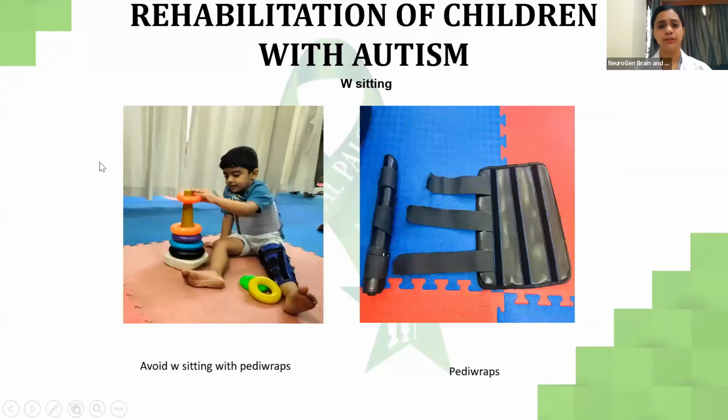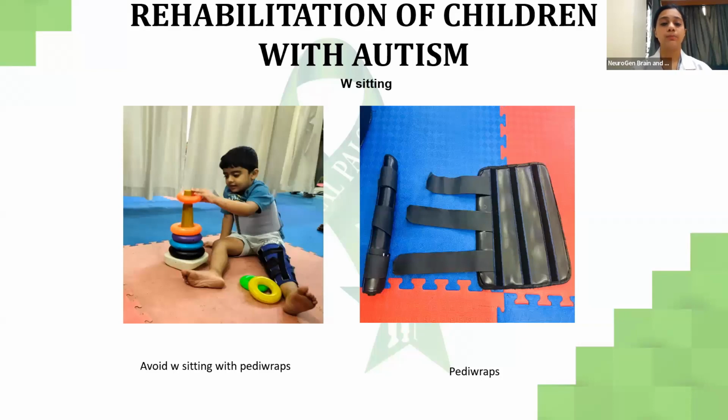Now, for the management, as I told you, for W sitting, if the child has excessive W sitting and the parents tell you he just sits in that position, there is something known as a pedirap, which we were using for the upper limb in cerebral palsy children. There is something which can be used for the lower limb also. It will not let the child bend his knee. It will just keep the child's legs straight, and initially he may resist wearing it because they are so habituated to W sitting that they do not like to change positions.